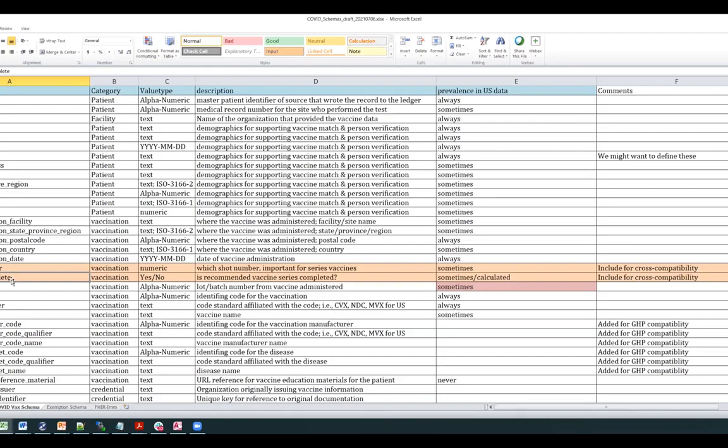Does anyone want to pipe in on the dose number and series complete challenge, maybe in your own experience with the data, or whether or not you think it's valuable to this schema?